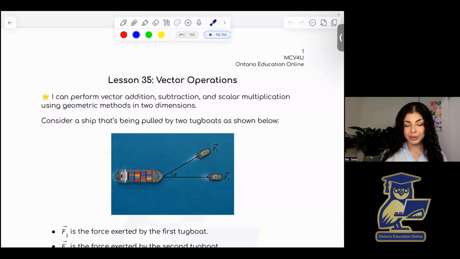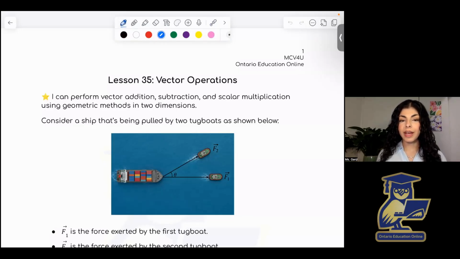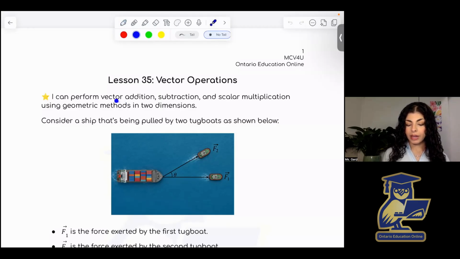Hello and welcome to our second lesson on vectors. Now that you're familiar with what vectors are, we're going to be looking at vector operations. Specifically, we're going to do vector addition, subtraction, and scalar multiplication. Today we're working with geometric vectors in two dimensions, and then we're going to expand this next lesson to algebraic vectors.